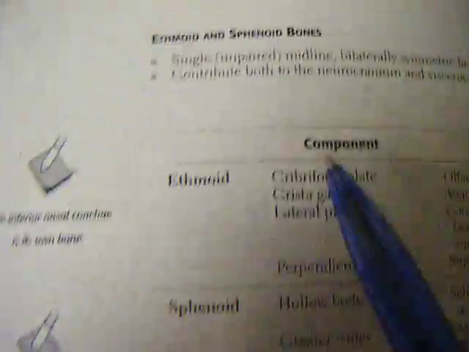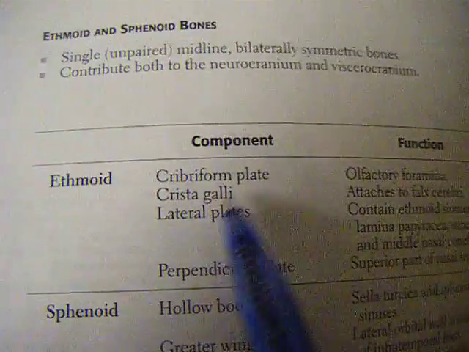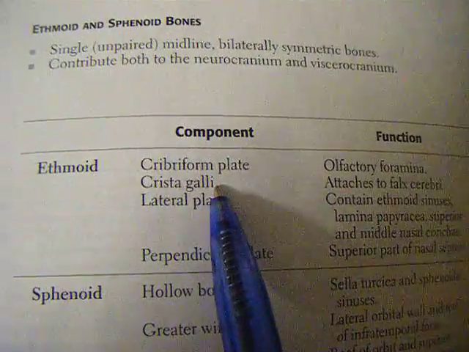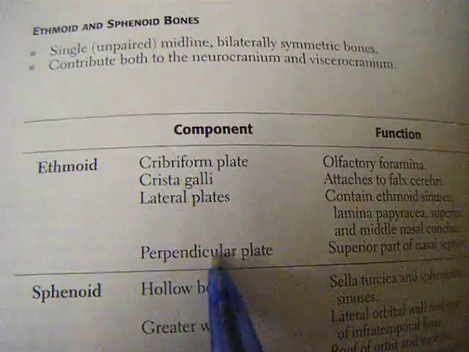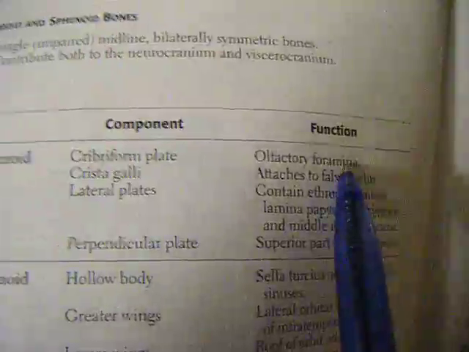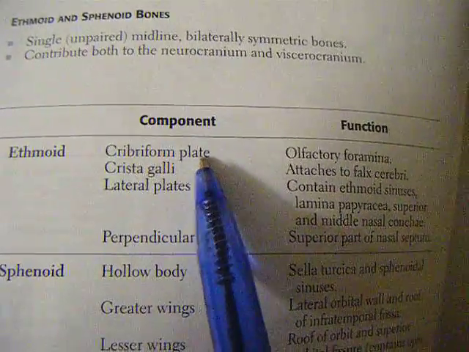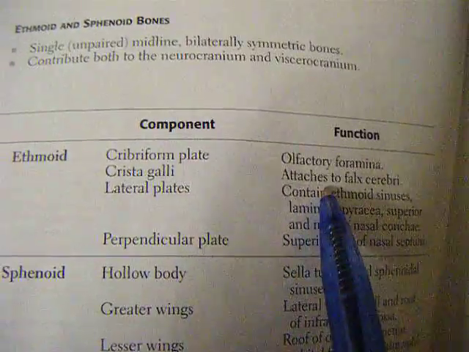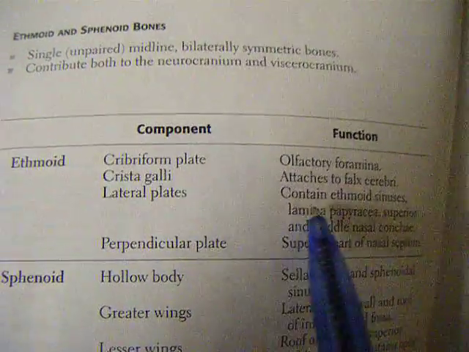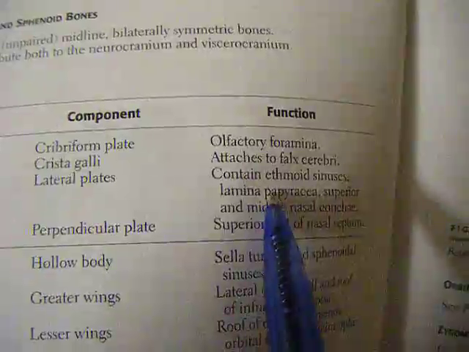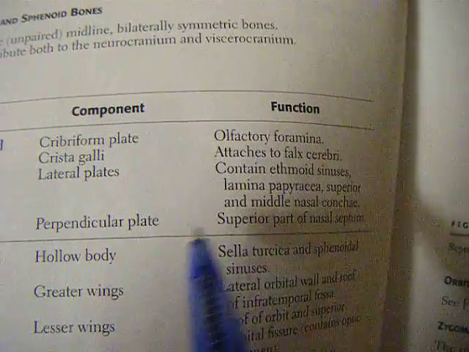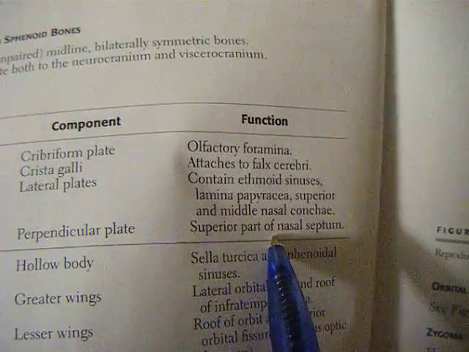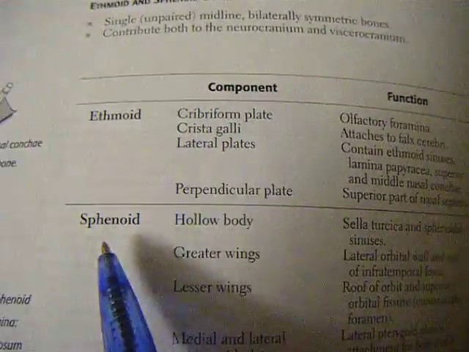cranial fossa. Now the components of the ethmoid bone are the cribriform plate, crista galli, lateral plates, and perpendicular plate of ethmoid bone. The function of the cribriform plate is that olfactory foramina are present. Crista galli attaches to falx cerebri. Lateral plates contain ethmoid sinuses, superior and middle nasal concha. Perpendicular plate of ethmoid bone contains the superior part of the nasal septum.